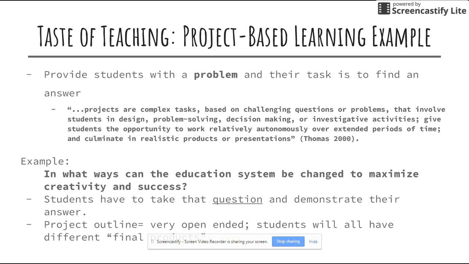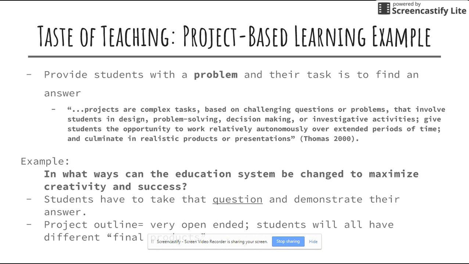So the way I view it, project-based learning is like the larger outcome, and you can have some problem-based learning in there. In the example, my question to my class would be, in what ways can the education system be changed to maximize creativity and success? Based on that, there are going to be some problems that students see and that they're going to have to solve throughout. However, the whole project-based strategy is a bigger end result. Students have to take the question and demonstrate their answer. I would provide students with a project outline, however, it would be very open-ended, and all students will have different final products, which is very interesting.